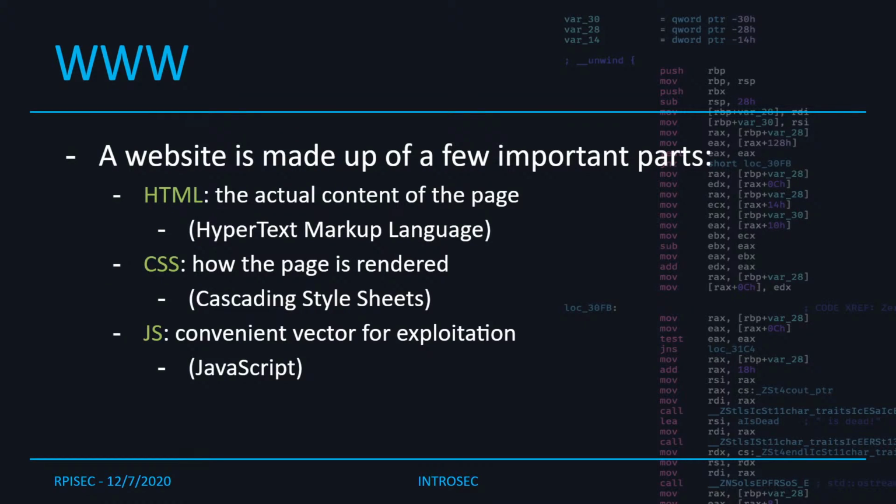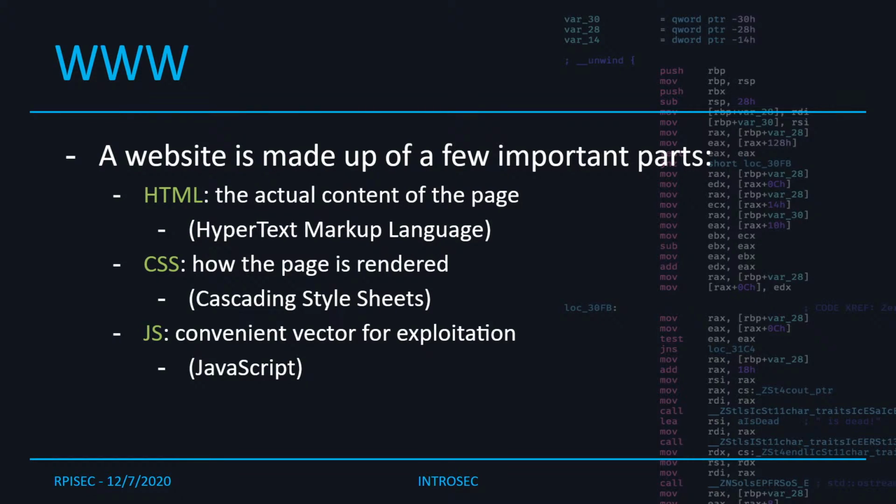So a website's made up of a couple important bits. And if you've seen our previous talks, this should be pretty familiar. We have the actual content, which is typically HTML, or hypertext markup language. That's the kind of tree-structured thing that looks like XML, and people often call it code, which is debatable. You've got your style, how the page is rendered. That's usually with cascading style sheets. Typically not too relevant for exploitation, although they can be useful as part of creating a phishing page, for example.